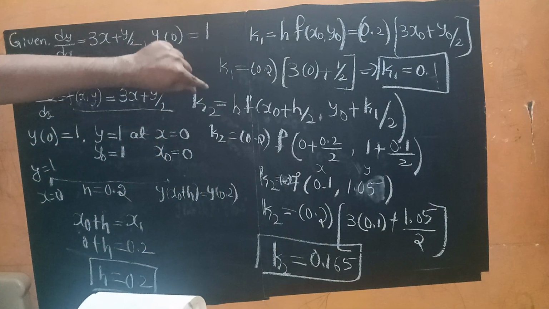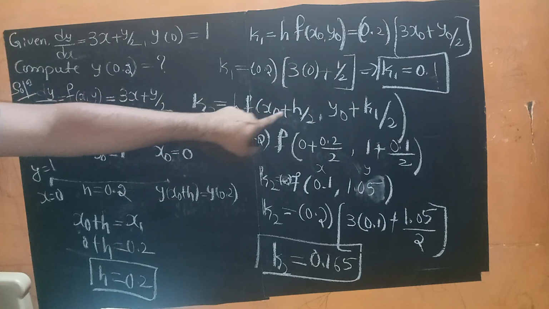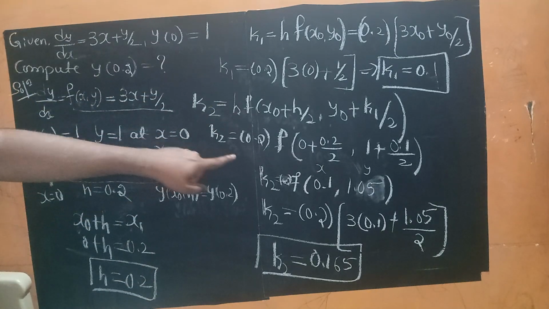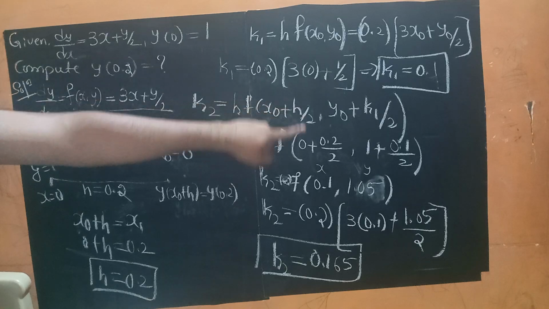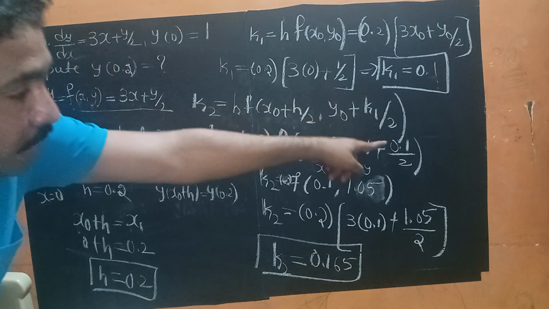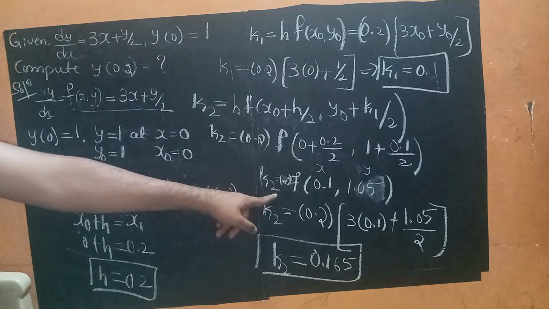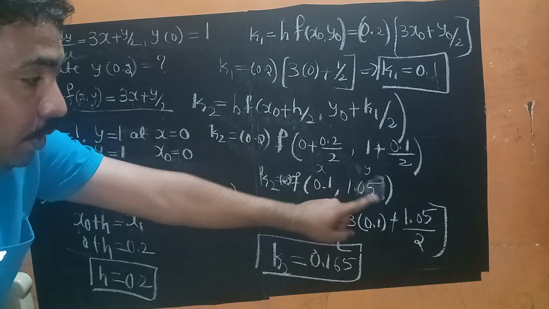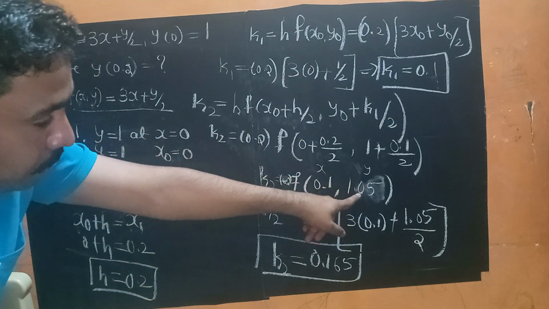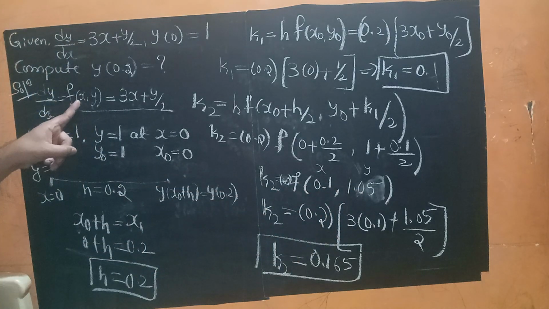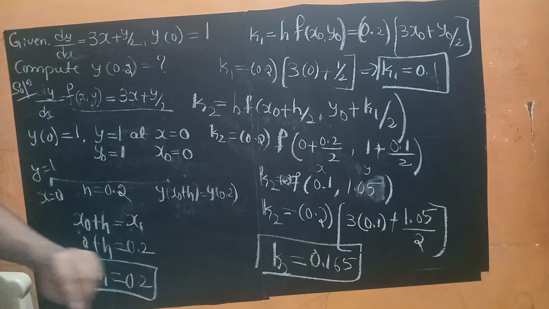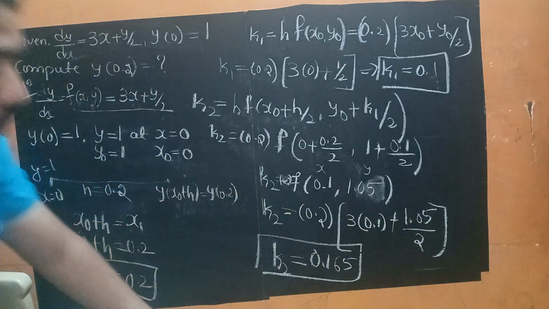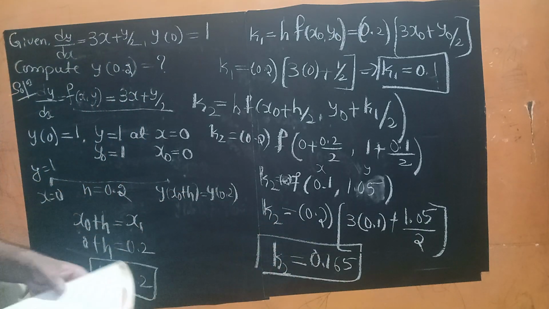I'll repeat. K2 is once again h into f of x0 plus h by 2 comma y0 plus K1 by 2. I am replacing x0 as 0 plus h by 2, y0 as 1 plus K1 by 2, with h as 0.2. If we simplify this, 0.2 by 2 is 0.1, and 1 plus 0.1 by 2 is 1.05. Now this is our x value, this is our y value. These two values I am supposed to replace in f of x comma y, because that is our function. So the function is 3 into 0.1 plus 1.05 by 2. If we simplify, we will have the K2 value.